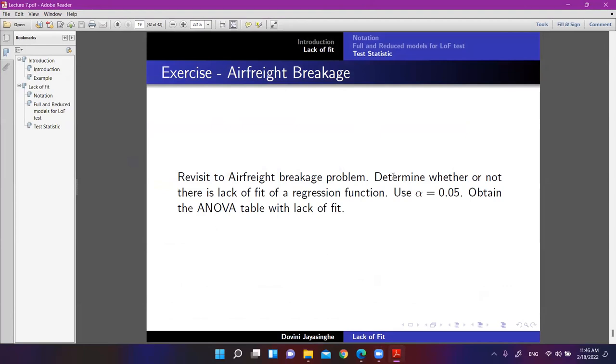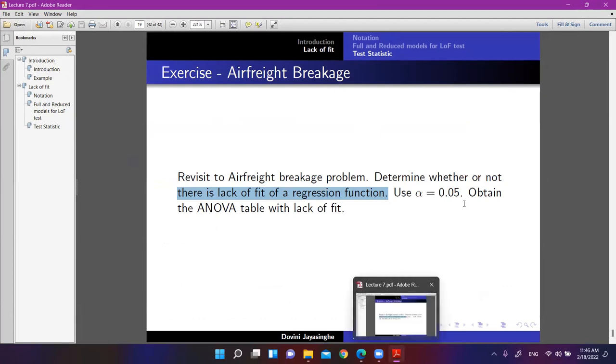So here our question says, determine whether or not there is lack of fit of a regression function. If you don't write in terms of adequacy, you can write there exists no lack of fit, or you can say the regression function that we fitted has no lack of fit. It fits well. Lack means you are lacking something, right? You have to have something more for the best fit. Lack means it's not enough. So there is a lack of fit means the fitted regression function is not enough to fit the true observations, right? Lack of fit means that you are lacking the fit.